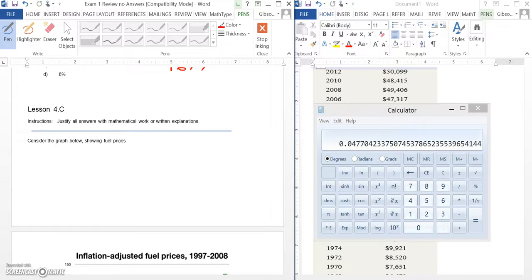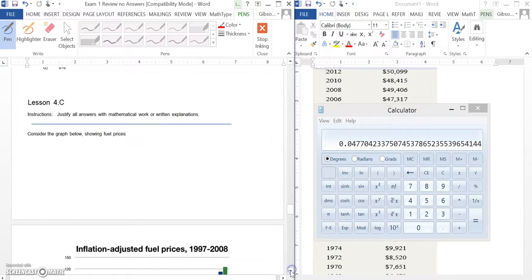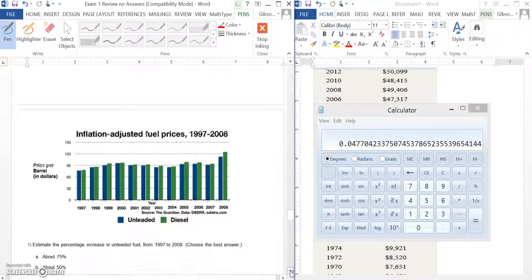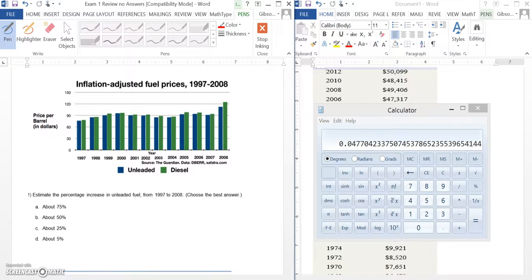So now we go here to lesson 4C. Now it says instructions, justify all answers with mathematical work or written explanations. It says consider the graph below showing fuel prices. Okay, now we have inflation adjusted fuel prices from 1997 to 2008. It says number 1, estimate the percentage increase in unleaded fuel from 1997 to 2008.